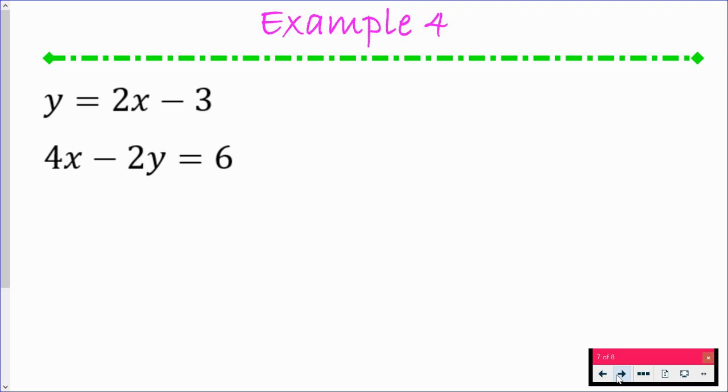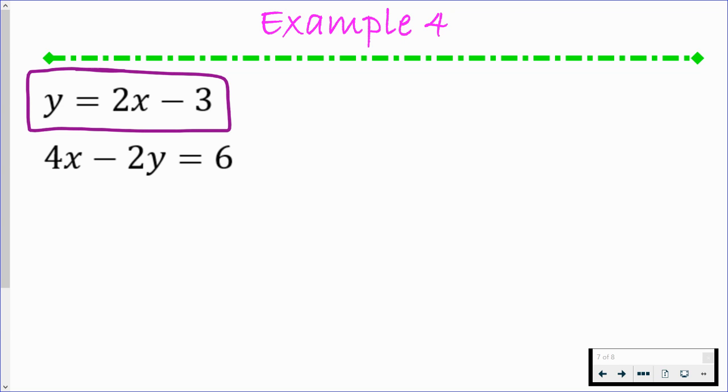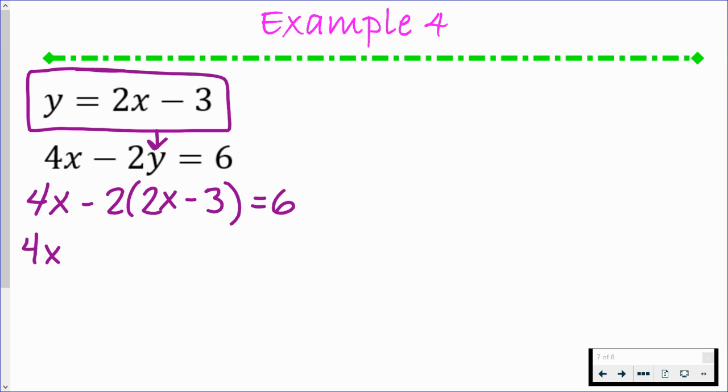So if you notice, my top one is in y equals. So I'm going to replace the y. Equals 6. Now I'm going to distribute. So I'm going to bring this 4x. Don't forget, remember, you're distributing a negative 2. So negative 2 times 2 is negative 4x. And then negative 2 times negative 3 is positive 6.